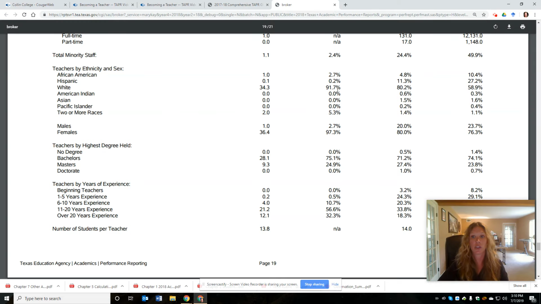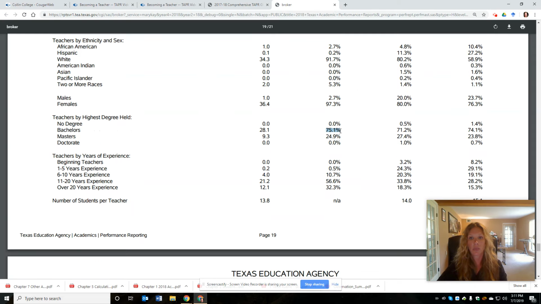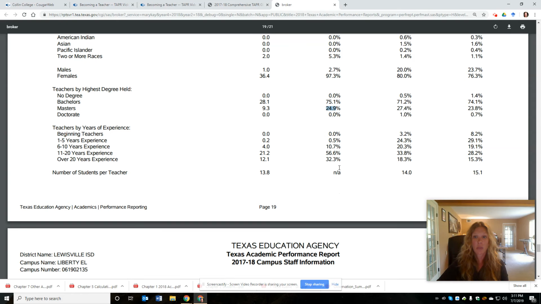We see that the gender and demographic makeup is primarily white female. We also see that 75% have their bachelor's degree and 25% have their master's degree, which is about on average with the district and the statewide numbers. Years of experience is also another really important thing.